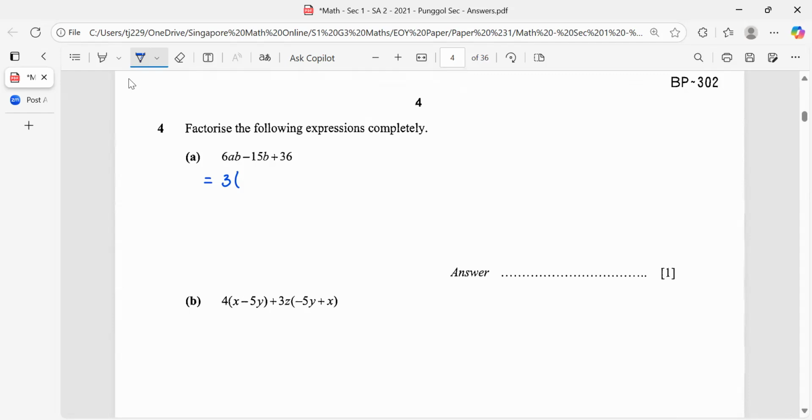So in each of these terms, I'm going to divide them by 3. And let's do another check to see that when 6AB is divided by 3, we get 2AB. Negative 15B divided by 3, we get 5B. And positive 36 divided by 3, we get 12. Okay, so this is the answer.